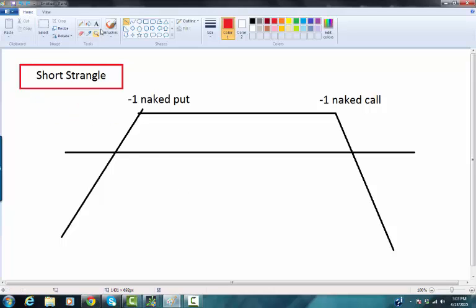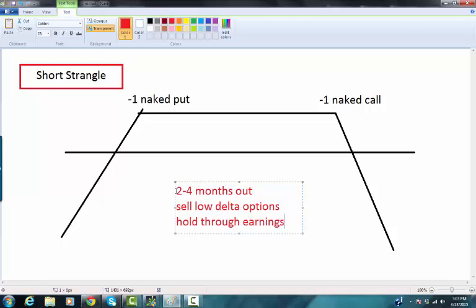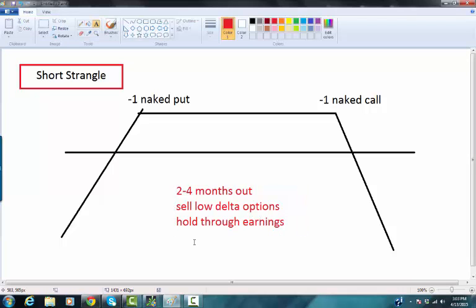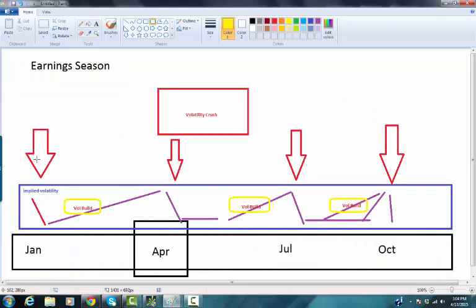Now, the general rules I use for short strangles is I like to go 2 to 4 months out, sell low delta options, and hold through earnings. The characteristics I'm looking for are volatility consistently crushing, going back to our original graph. If volatility drops and crushes out, that's a good characteristic for us. That's what we're looking for here to play the short strangle.